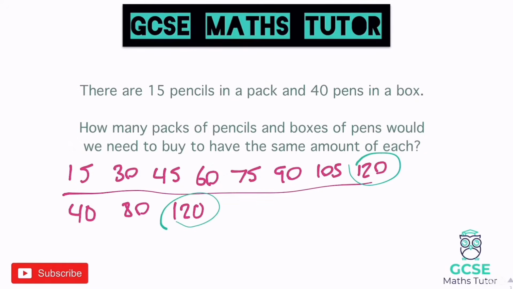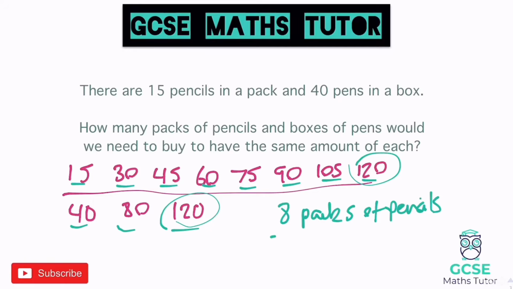So the question said how many packs of each? So that is one on the top. We've got 1, 2, 3, 4, 5, 6, 7, 8. That was the pencils. So that's 8 packs of pencils. And below there we have 1, 2, 3 boxes of pens. Okay, so just remember to read the question there, what's it actually asking for in the final step, even though we were looking at lowest common multiple for that one. Let's have a look at the next one.